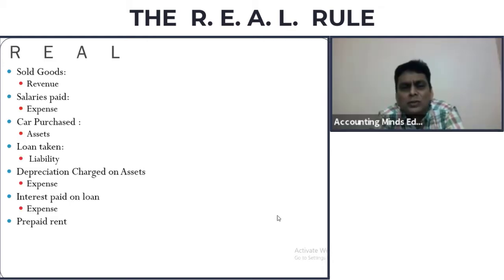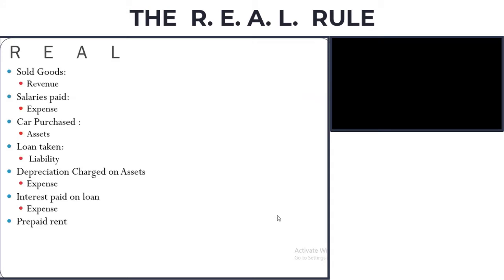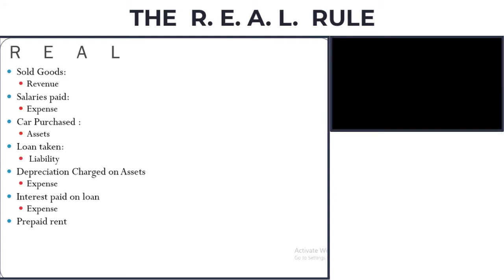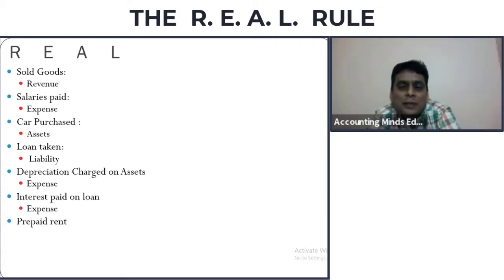Where's the liability? There's no liability. We already prepaid. If I don't pay, it's a liability. You already paid. What do you think, Bhavani? Assets. What do you say, Lavanya? Expense. If rent is an expense, how can prepaid rent be an expense?